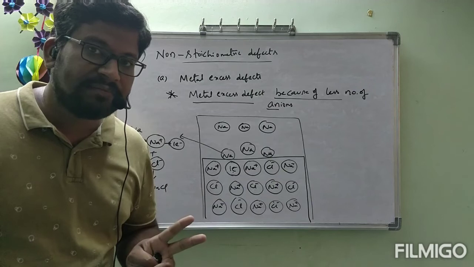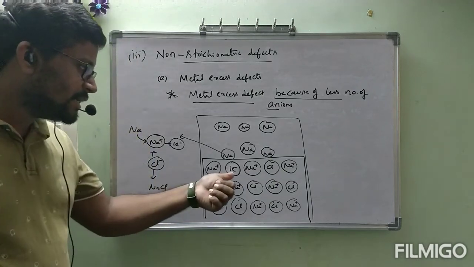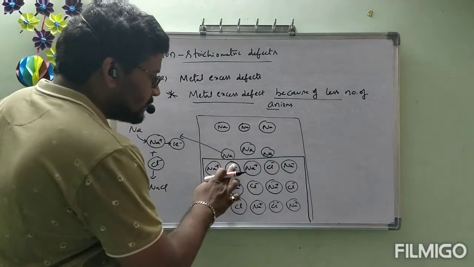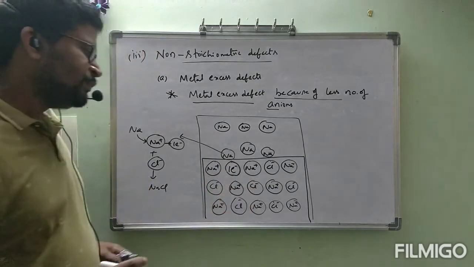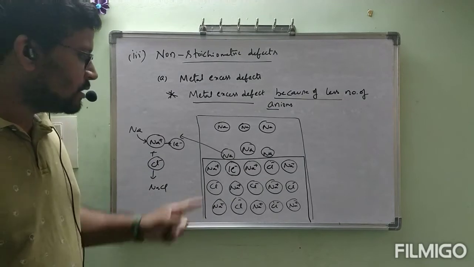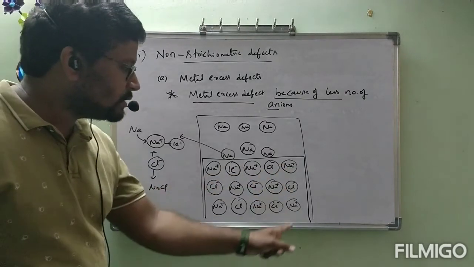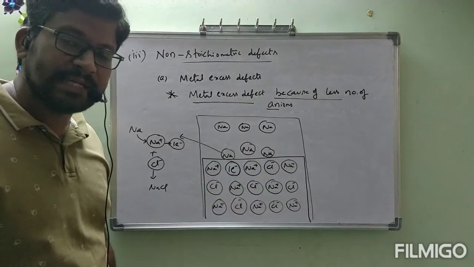What happened? What is the difference? Previously we had Cl minus here. Now we have an electron. Correct? Previously we had Cl minus here, now we have an electron. Now count the total number of Na plus and Cl minus ions.